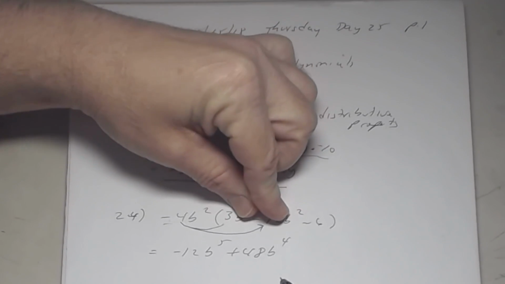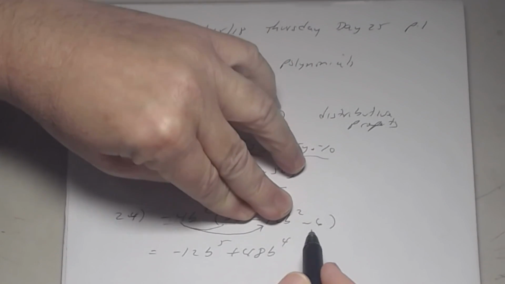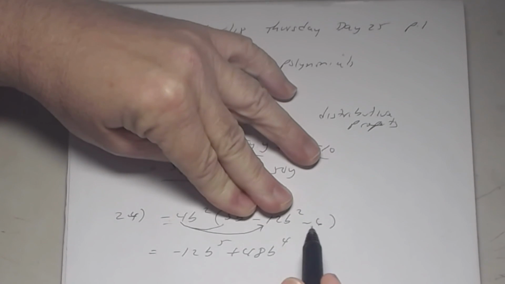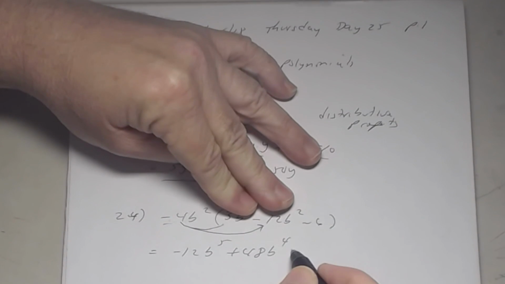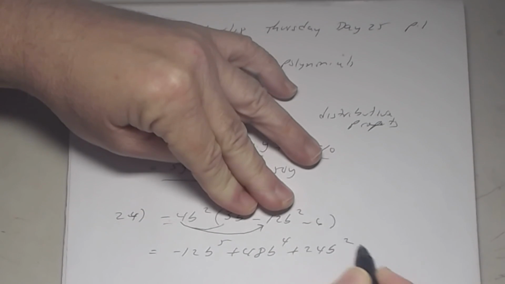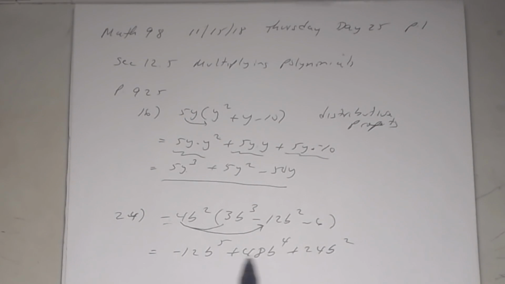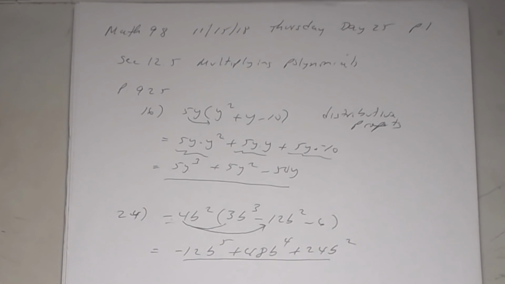And then finally, just cover these two now, and you're left with this constant. So what's the negative 4 times the negative 6? So what's a negative 4b squared times a negative 6 then? B squared. All right. Are any of these like terms? No. So there's your answer. Okay, any questions? All right.